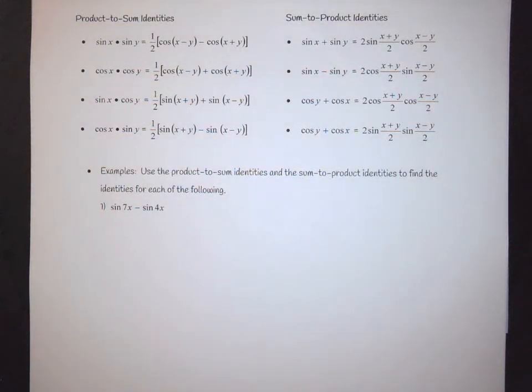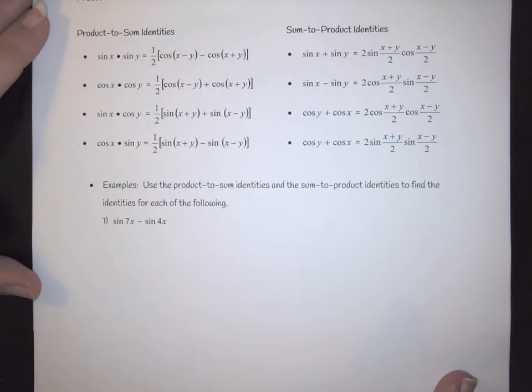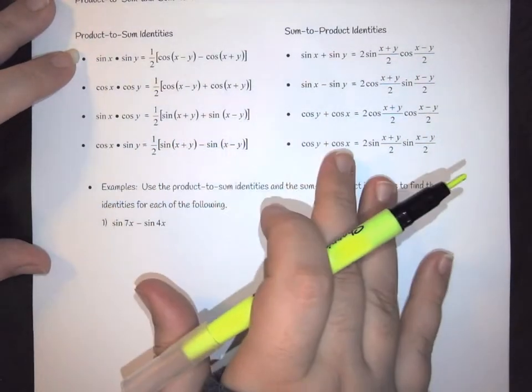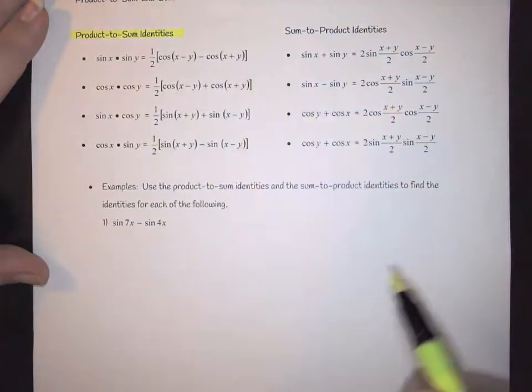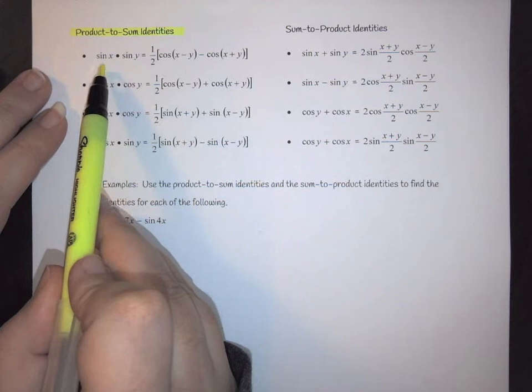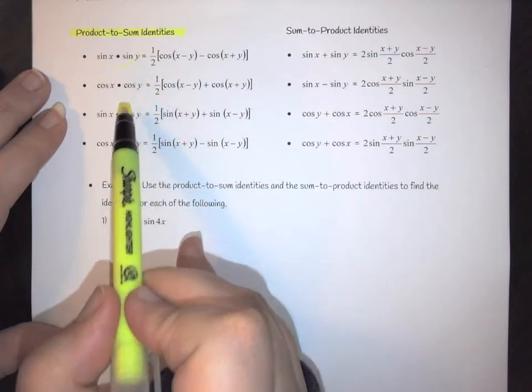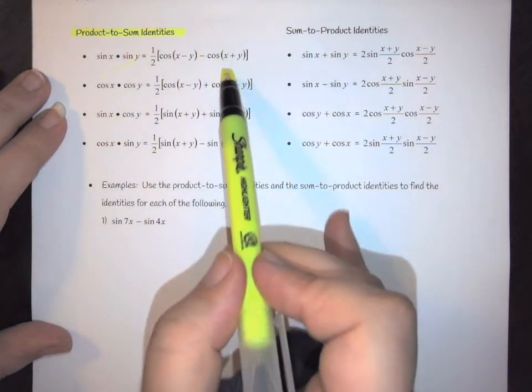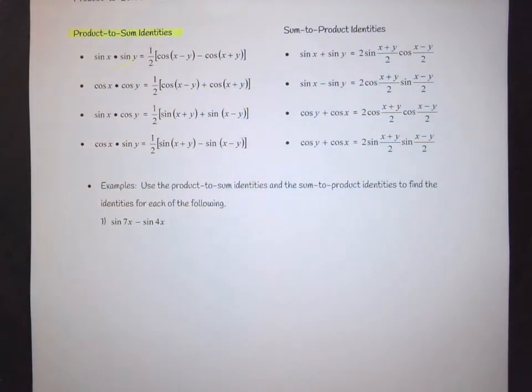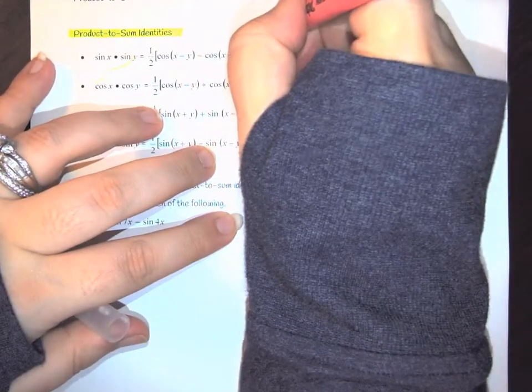In this video, we are going to look at what's called product to sum identities, or sum to product identities. So first you have to know the identities. You can see I've got these two tables here. This first table is going to be product to sum. What you notice is that on the left-hand side, I have the product between my sine and cosine terms, and on the right-hand side, it gets expanded into a sum or difference.